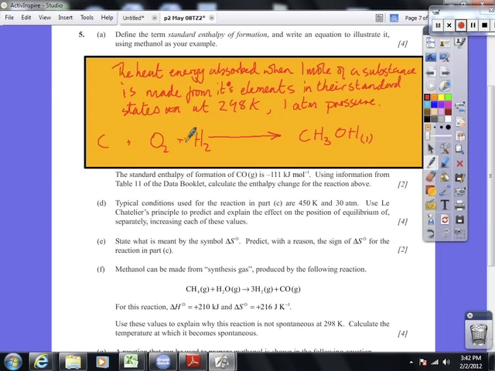I'm going to balance the equation here. Carbon's balanced, we only want 1 oxygen, half a mole of O2, and we want 4 hydrogens, that's 2 moles of H2. Standard states, carbon is solid, oxygen and hydrogen are gases.